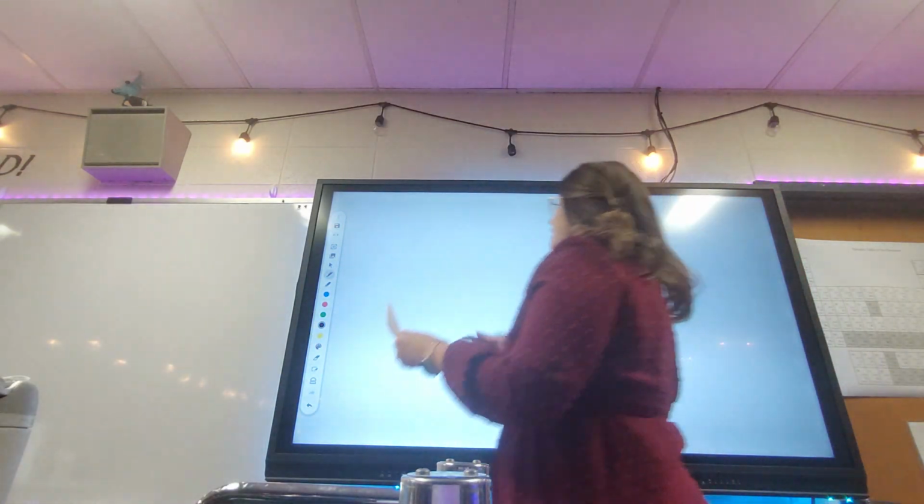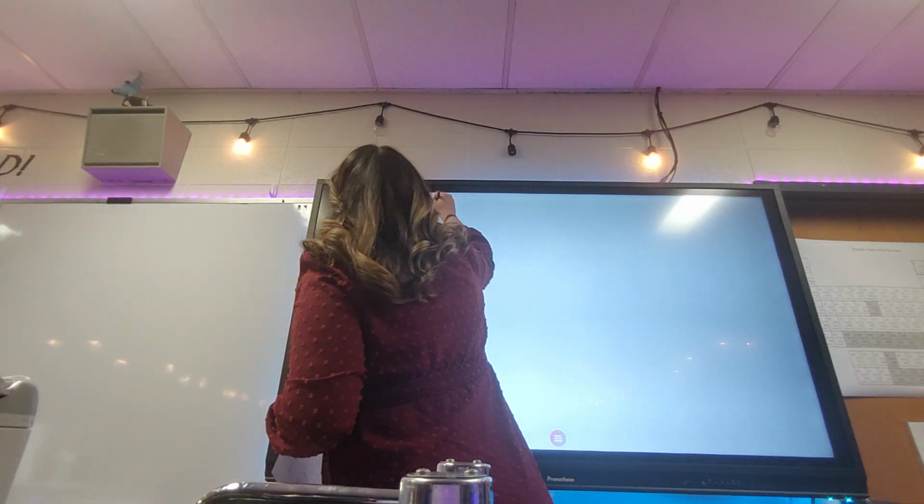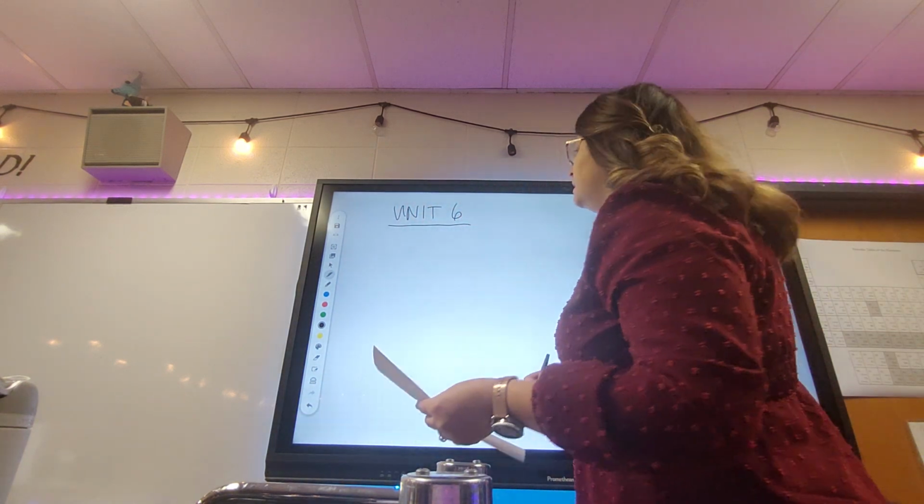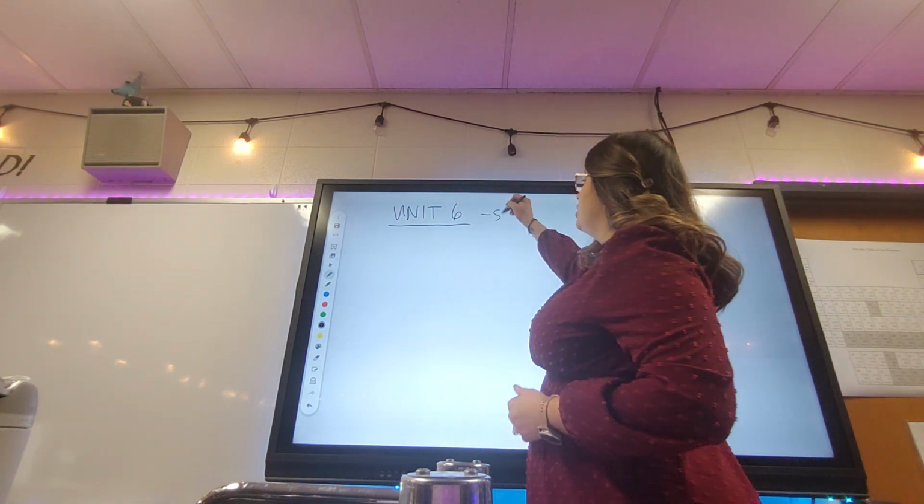Okay, so we are starting now Unit 6. Oh my goodness, we're getting there because there are only 7 units. What is it? Unit 6 is on simple harmonic motion.